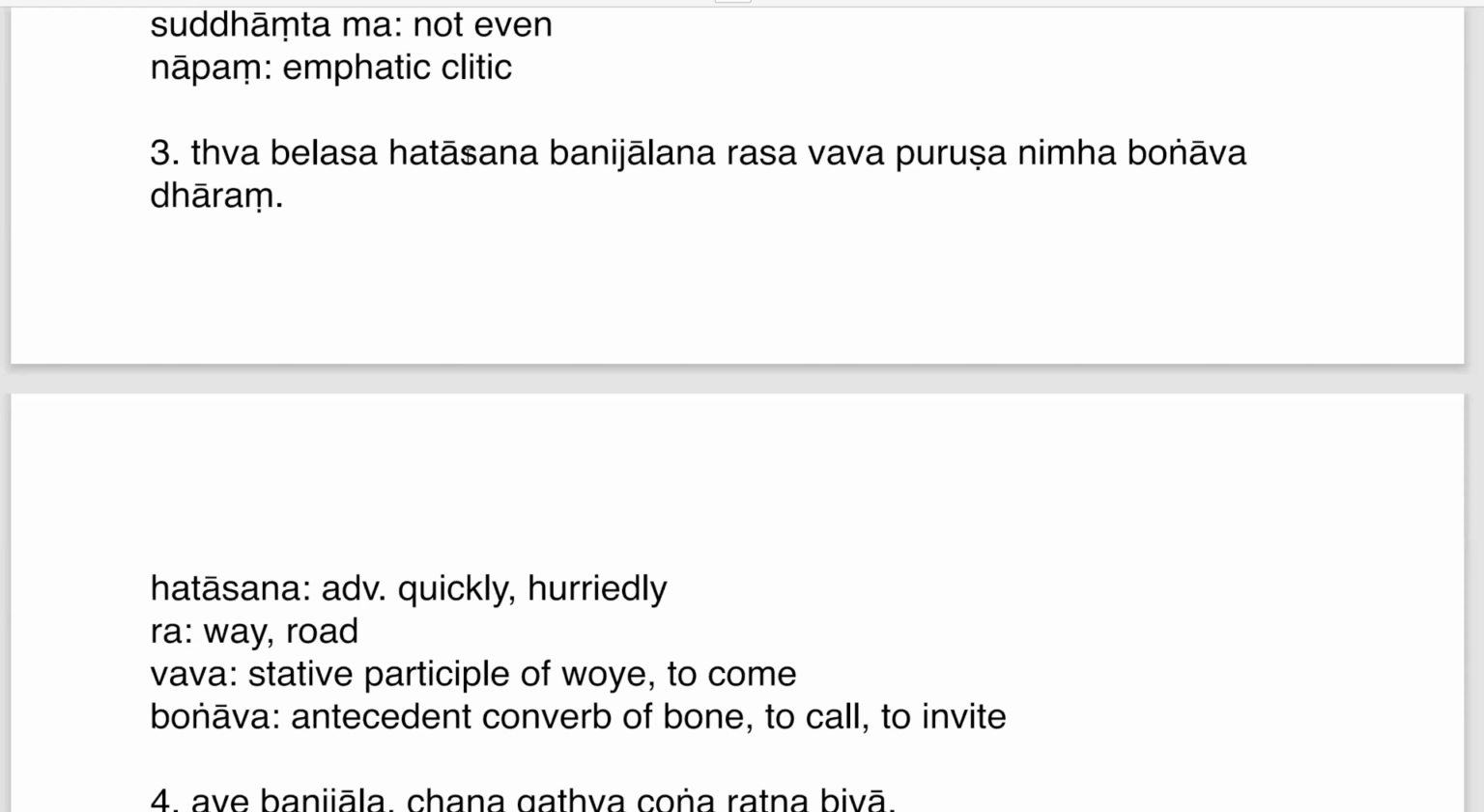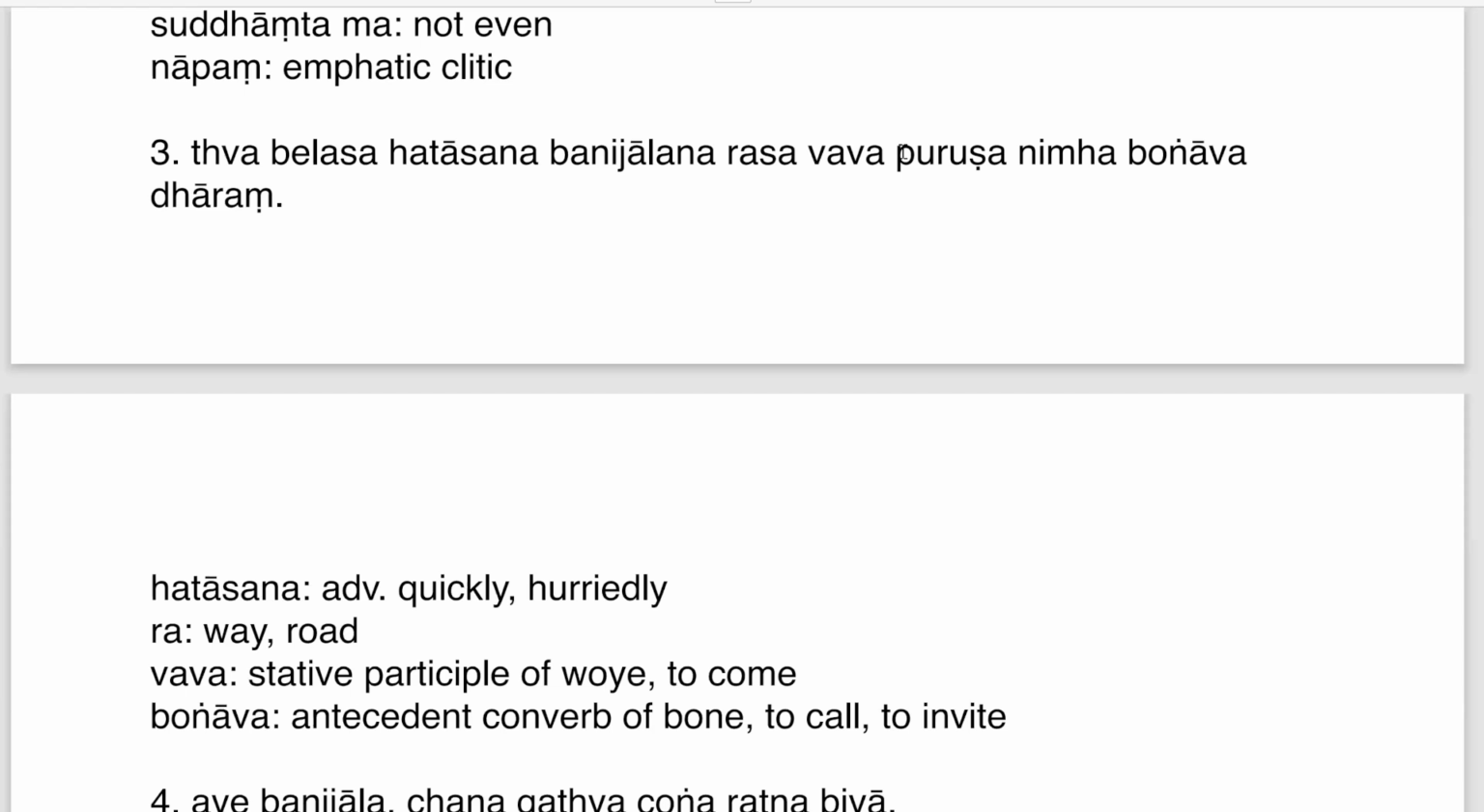And then Hadassah, quickly, and Bongao, invited quickly. Yes, called. So he called them to come, like there to come to the road.